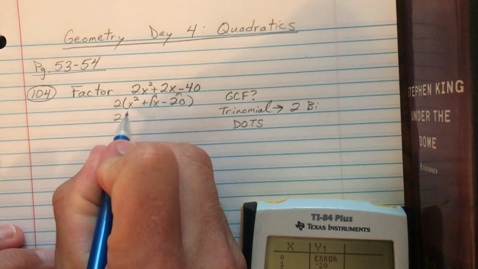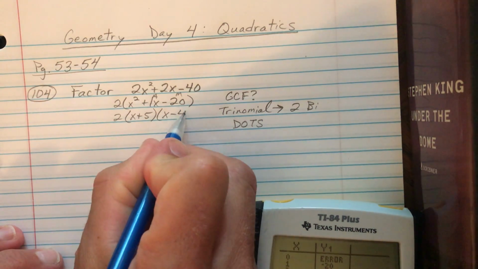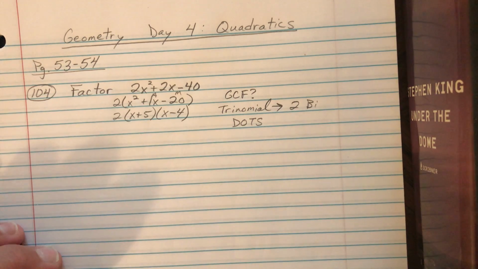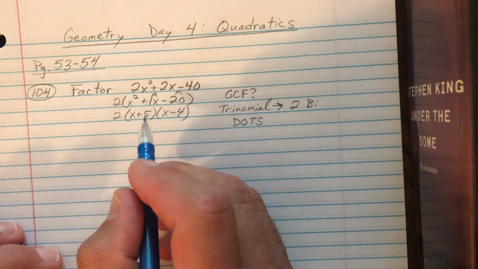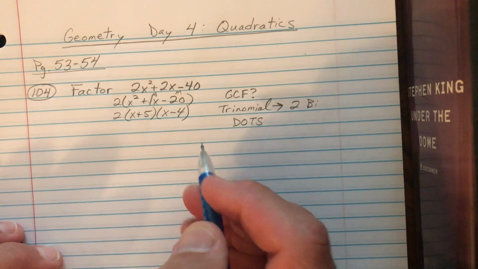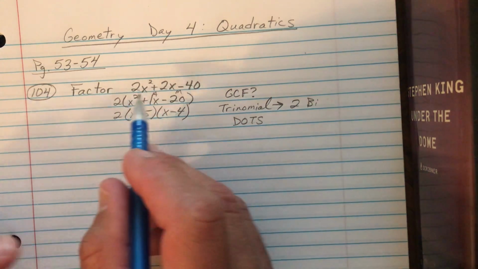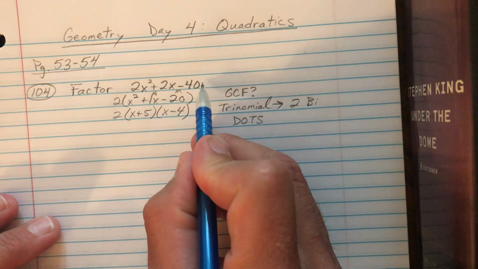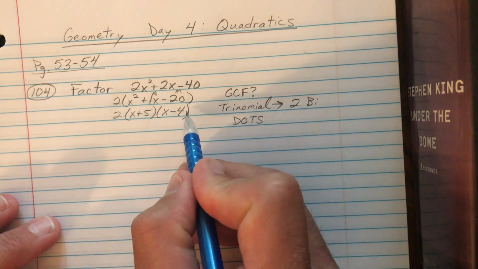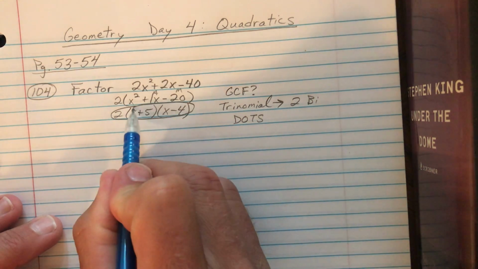So we have 2, x plus 5, and x minus 4. Please keep in mind that the opposite of factoring is multiplication. So if I want to check that I've done this correctly, I can multiply all this together and hopefully get back to my previous step. Because this simply says factor, we're done with this question. If there was an equal sign and a 0, we would want to keep going and solve for the roots.